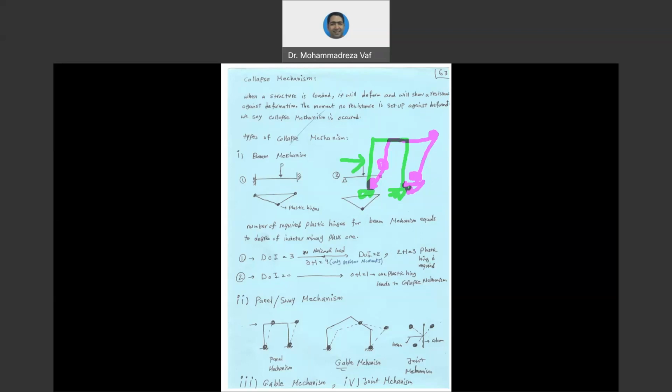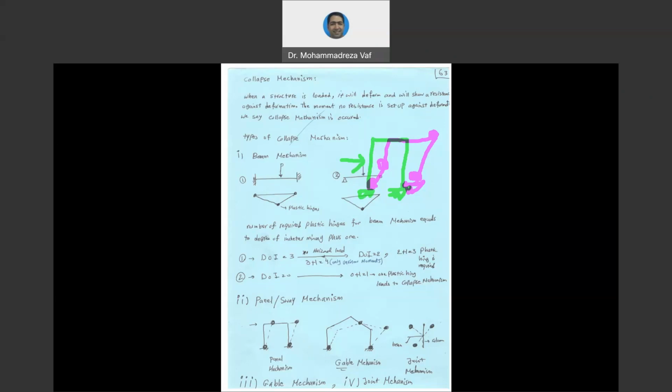For the sway mechanism, you need to have four hinges. And if you have pin condition, two hinges come from your support, and two hinges are going to be the plastic hinges that occur inside your structure due to the bending moment. If you have a beam mechanism, the beam mechanism always needs three hinges in one span. And if you have a support which is pin, you need only one plastic hinge together with two hinges at the support to make your structure collapse. So that's basically the story of a collapse mechanism.